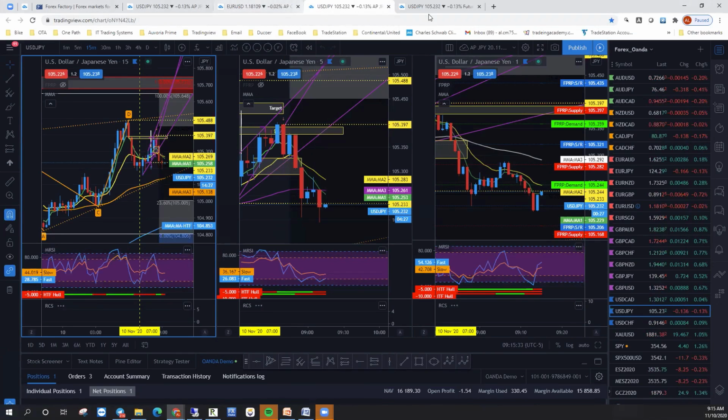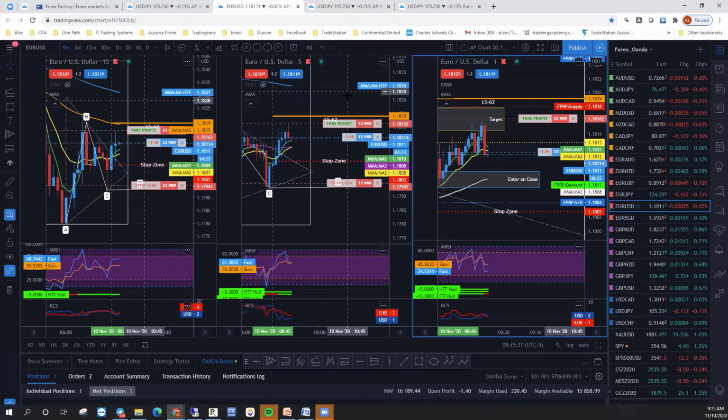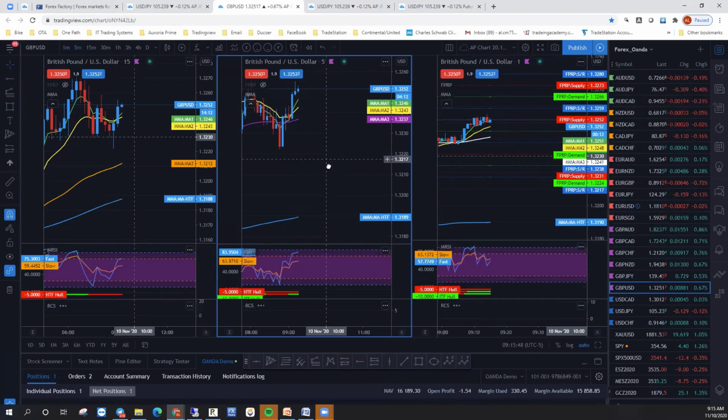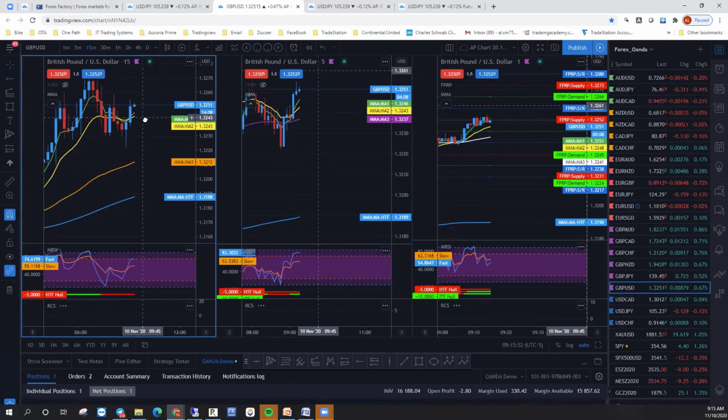Let's see, my charts got all whacked out here. Let's see, GBP USD. There you go. And that was a descending wedge at 9 o'clock.